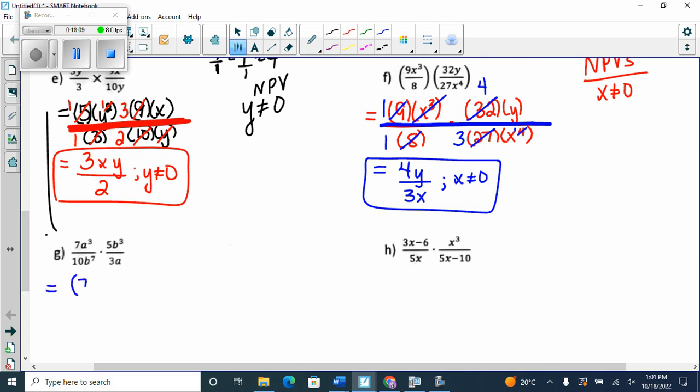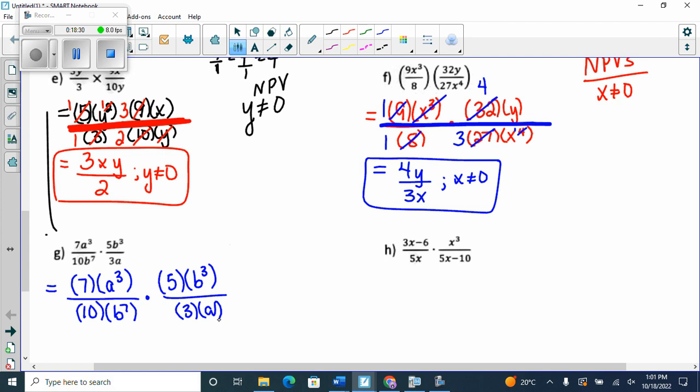So we're going to get 7 a cubed over 10 b7 times 5 b cubed over 3 a.